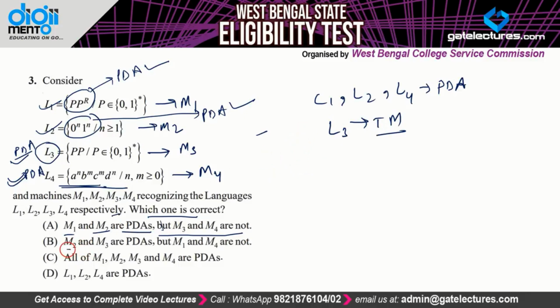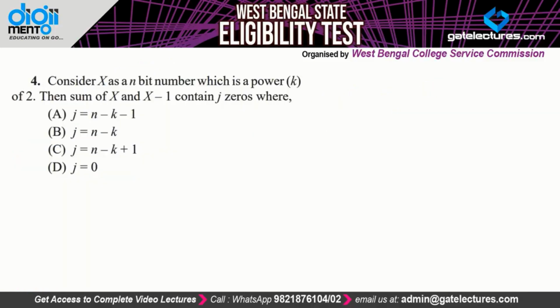Option B is saying M2 and M3 are push down automata, but we can clearly see that we cannot make a push down automata for M3. So options A and B are wrong. Option C is saying all of M1, M2, M3, M4 are PDAs, which is also wrong, because for language L3 we cannot create one. Okay, we cannot create a push down automata for L3, but option D is correct, which is saying for languages L1, L2 and L4 push down automata do exist.